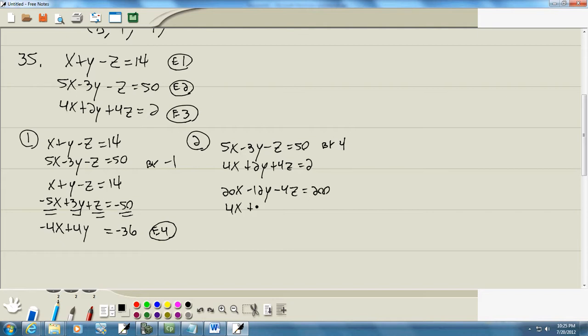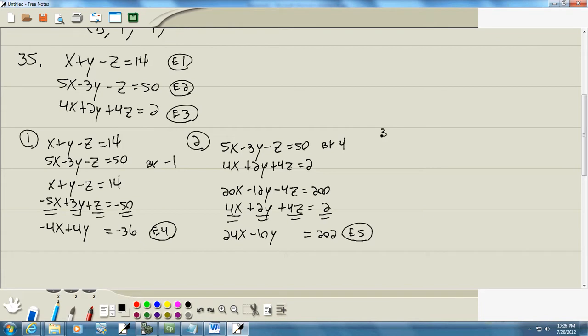And I got 4x plus 2y plus 4z is equal to 2. Okay, I'm going to add these together. 20x plus 4x is 24x. Negative 12y plus 2y is negative 10y. Negative 4z plus 4z drops away. And 200 plus 2 gives us 202. And this is equation 5.